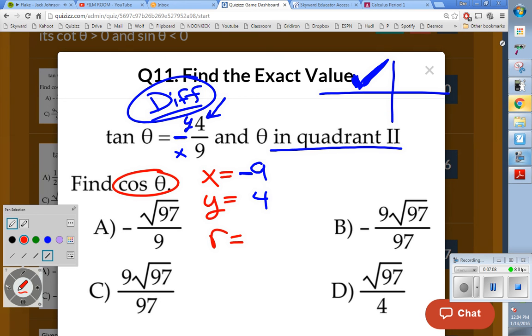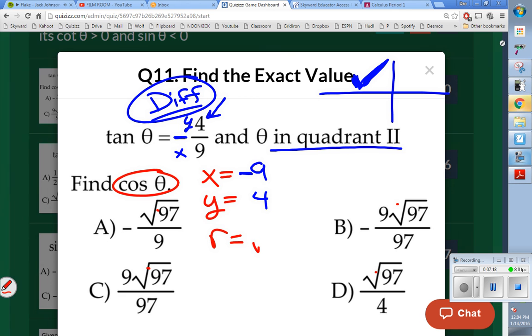Okay? To find r, I'm going to do Pythagorean Theorem. Well, look at your multiple choice answers. What do you think your r is going to be? Square root of 97. I could do it. I could cheat, but I'm just going to use what I got there. I'm guessing it's square root of 97. Okay? It's not going to be negative. I know that because r is never negative. But I used that to help me.